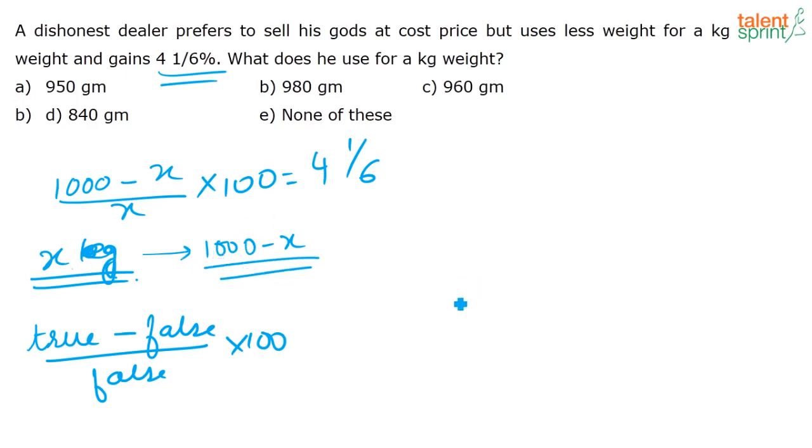So what is the percentage gain that he is making? It is nothing but (1000 minus x) divided by x into 100. So this is same as the formula, but this is how we arrived at the formula, or this is the concept that has been used. So just solve for this, you get the value of x as 960 grams. Everybody is getting that? Yes, all of you have got it. So let's move on to the next question.